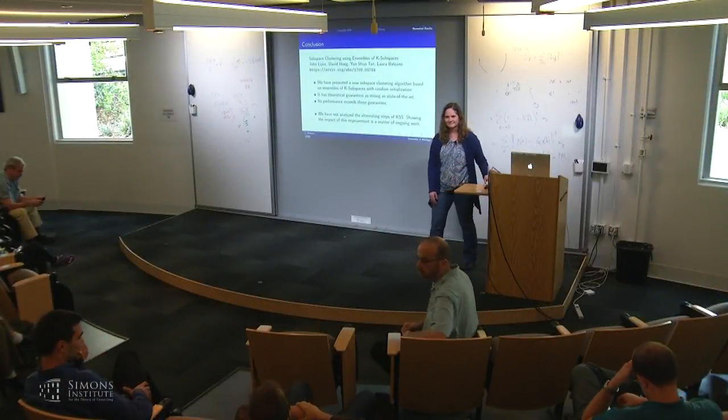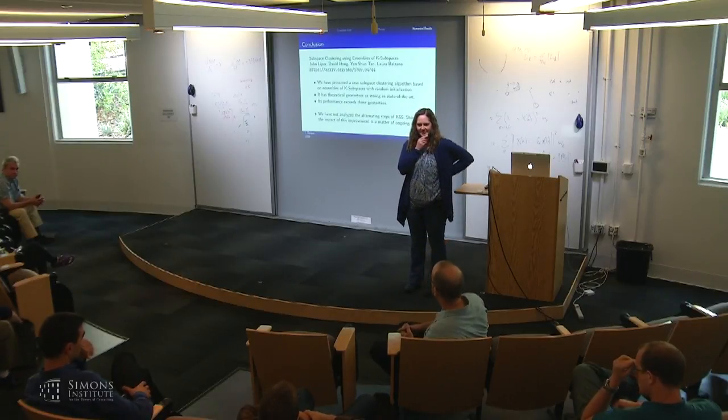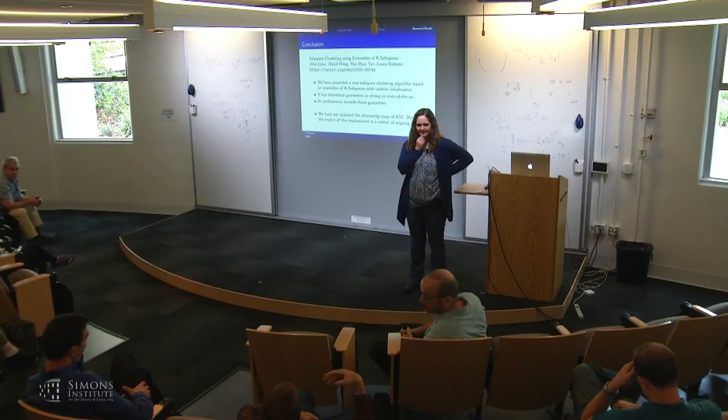Yeah. So Leonard Schulman has some well-known work on more effective ways to seed k-means so that it's guaranteed to produce some reasonable results. There's also some other work called k-means++. Are there analogs of this in the subspace setting?